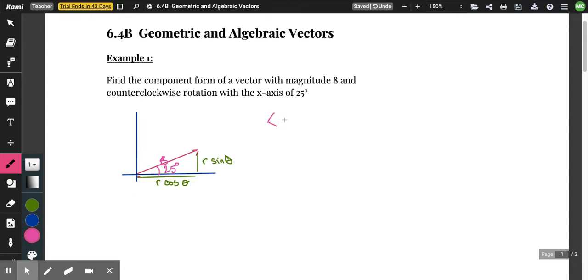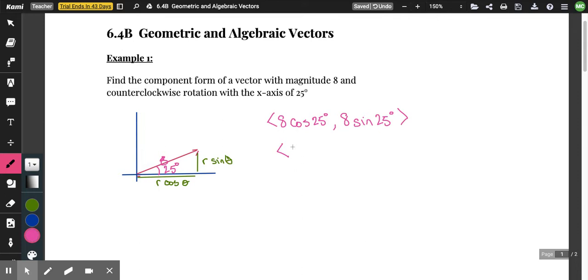Okay, so if I take that and I use that for my particular vector here, then for my x component, I could actually start writing it in component form here. I would say that that's 8 cosine of 25 degrees. And for the y component, it would be 8 sine of 25 degrees. And from there, I would just need to type things in the calculator. And of course, we are going to round to 3 decimal places.